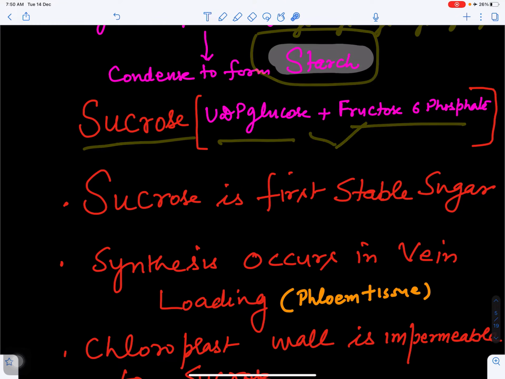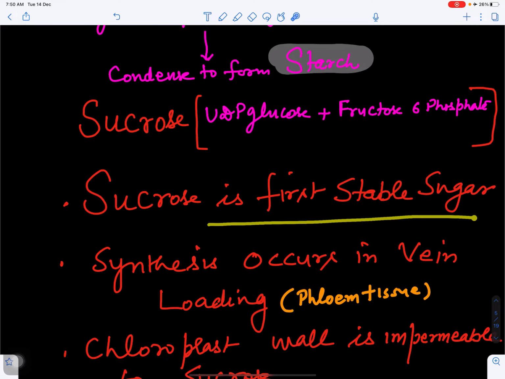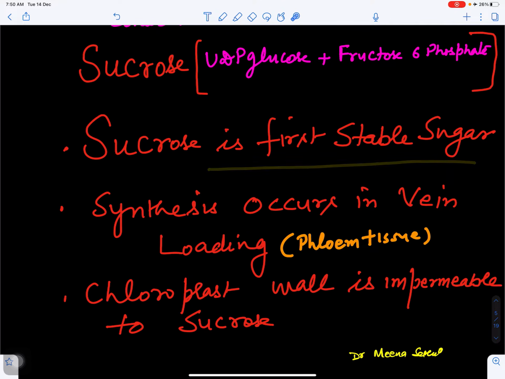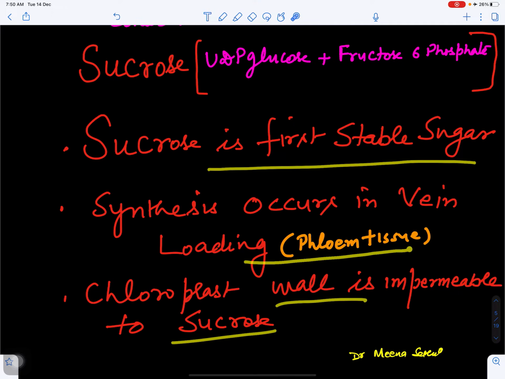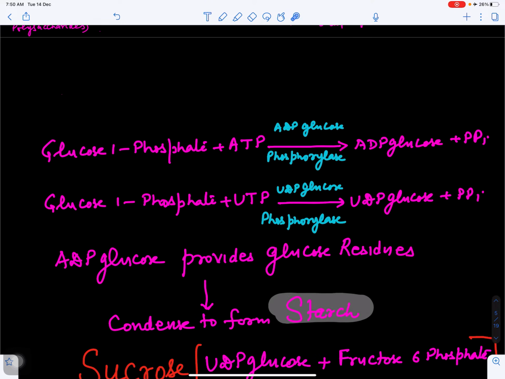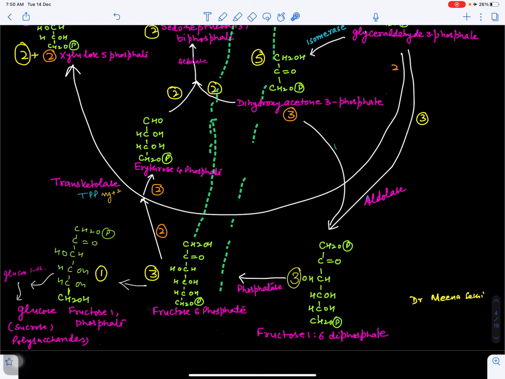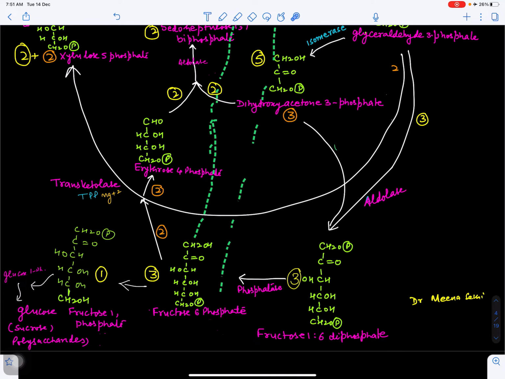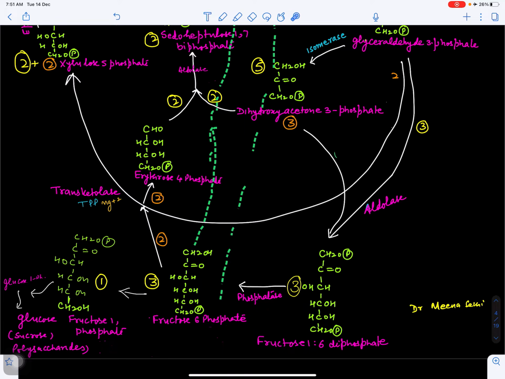They will combine to form a molecule called sucrose. Now sucrose is the first stable sugar produced during photosynthesis, and because the chloroplast wall is impermeable to sucrose, it will be loaded in the phloem tissue from where it can be transported to other parts of the plant. So this is how sugars are produced during photosynthesis, as the name indicates: synthesis during light, and this synthesis is of carbohydrates or sugars. This is the product of photosynthesis which is utilized by plants for various activities, and is also stored in the form of starch as a reserve food material.